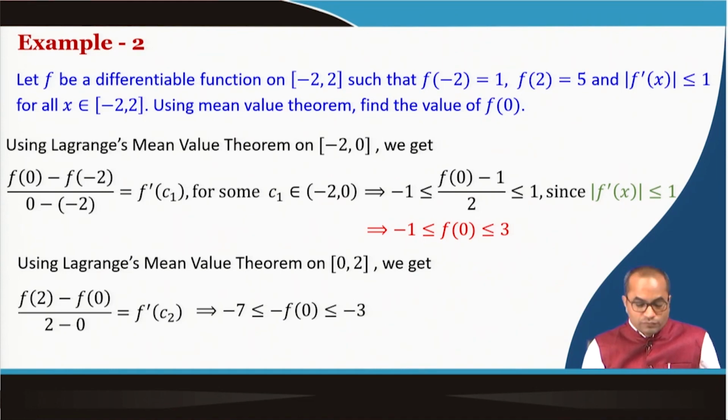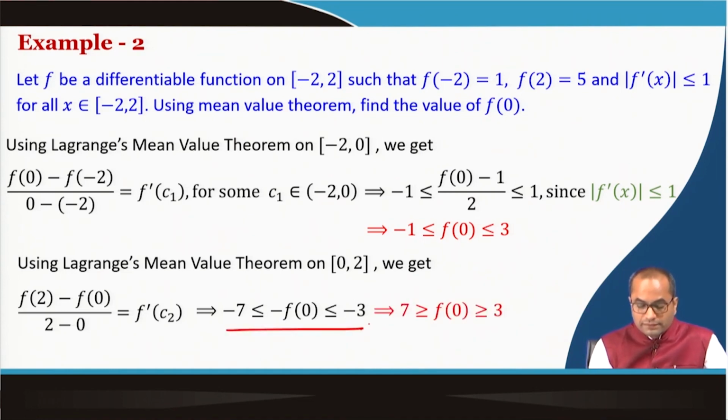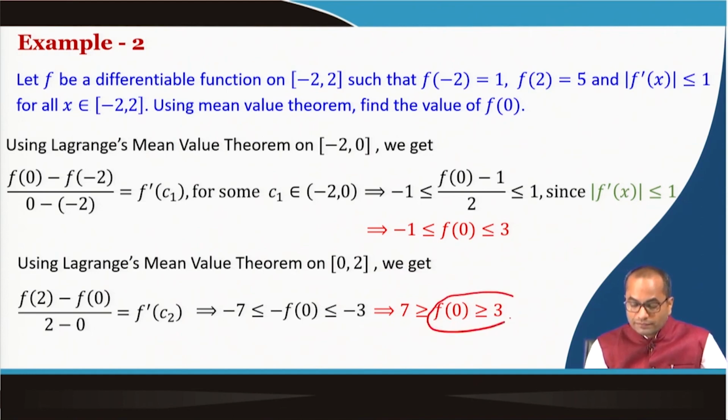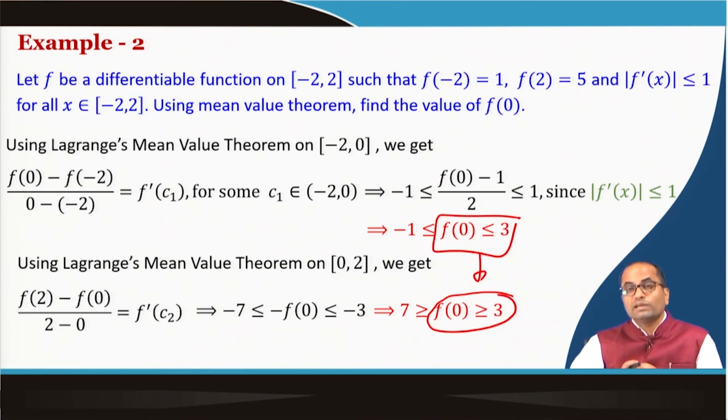Well, so with this what we get, that 7, now we are multiplying by -1. So, the inequality will change. So, f7 is greater than f0 and greater than this f0 is greater than 3. So, what we are getting at this point, that f0 is greater than or equal to 3. From the earlier inequality we were getting that f0 is less than or equal to 3.